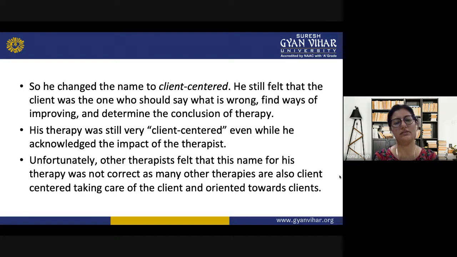So he gave it the name client-centered therapy. He still felt that the client was the one who should say what is wrong, find ways of improving, and determine the conclusion of therapy. So his therapy is still very client-centered, even while he acknowledged the impact of the therapist.